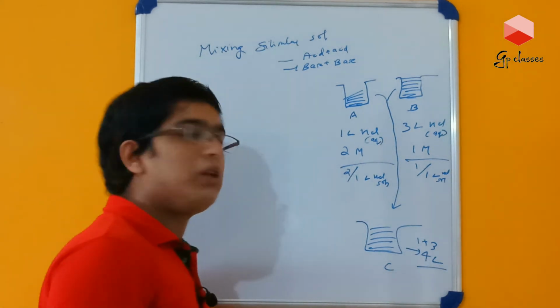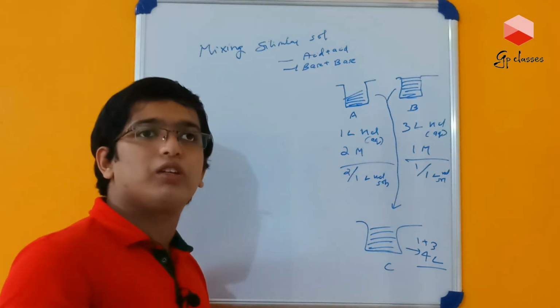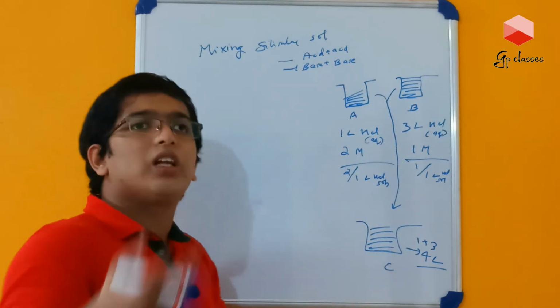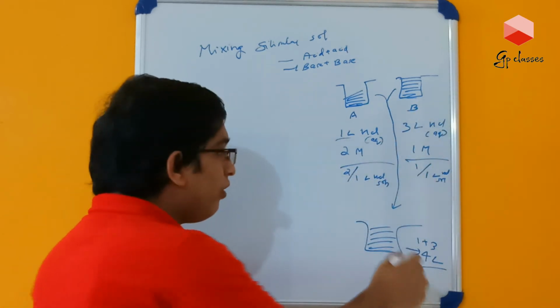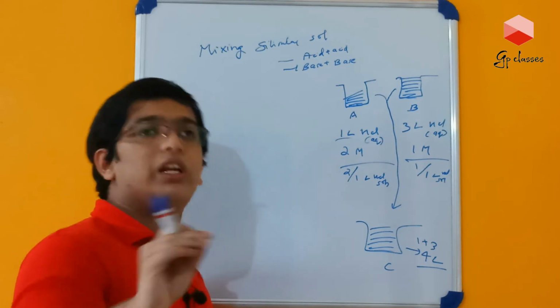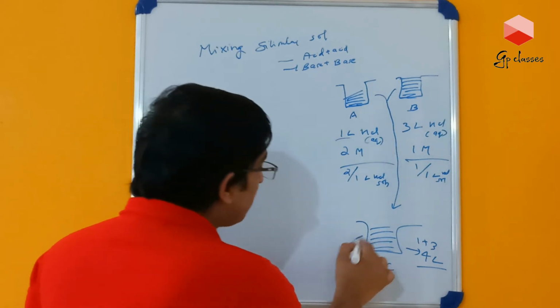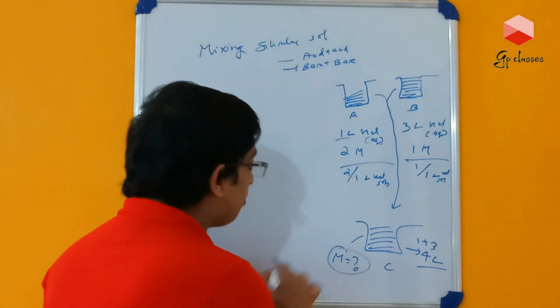The net volume will be 4 liters because volumes can be summed. When we mix 1 liter with 1 liter, we get 2 liters. Similarly, when we mix 1 liter with 3 liters, we get 4 liters. So I have 4 liters of aqueous HCl solution. But what will be the molarity? What will be the molarity of beaker C? That is what we have to find.